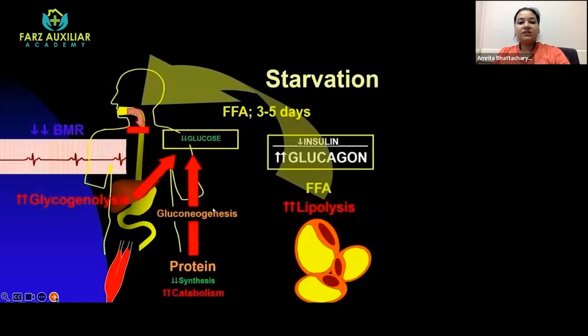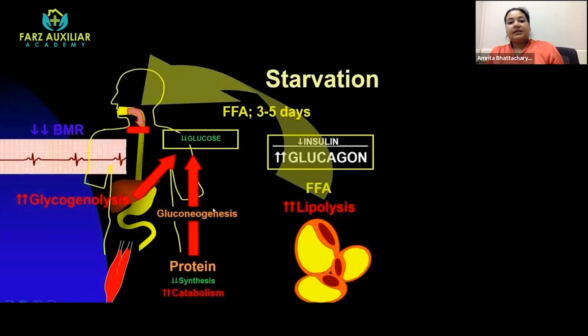So what happens during starvation? Now, during starvation, this ratio that we were talking about, the insulin-glucagon ratio, reverses. So what do you have now? An increase in glucagon with a decrease in insulin. Now, what happens is that there is a reduction in glycogenesis and an increase in lipolysis.